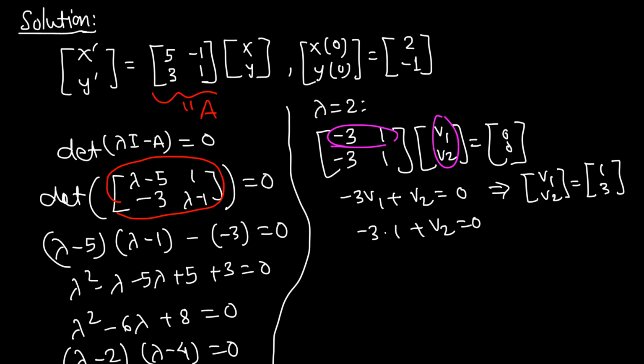So we can find one of many correct answers in this way. Okay, so for 2, 1 3 is the corresponding eigenvector.